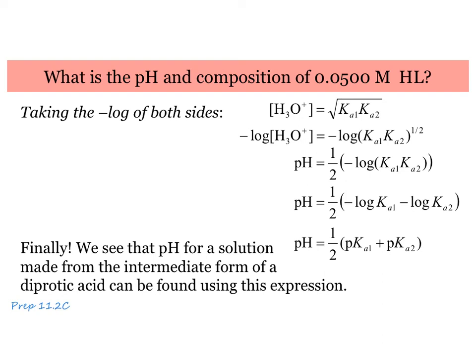Now we can get a super useful expression since all of the derivation is behind us. If we take the p function, or negative log, of both sides, we get pH is equal to 1/2 the sum of pKa1 and pKa2. You can breathe a large sigh of relief now. I will never make you derive that again.